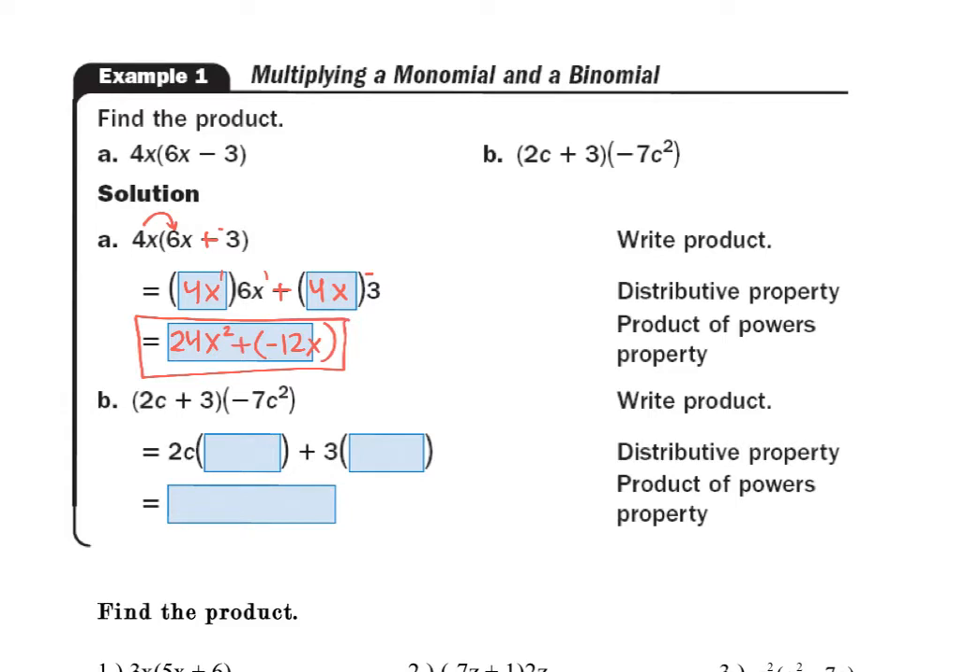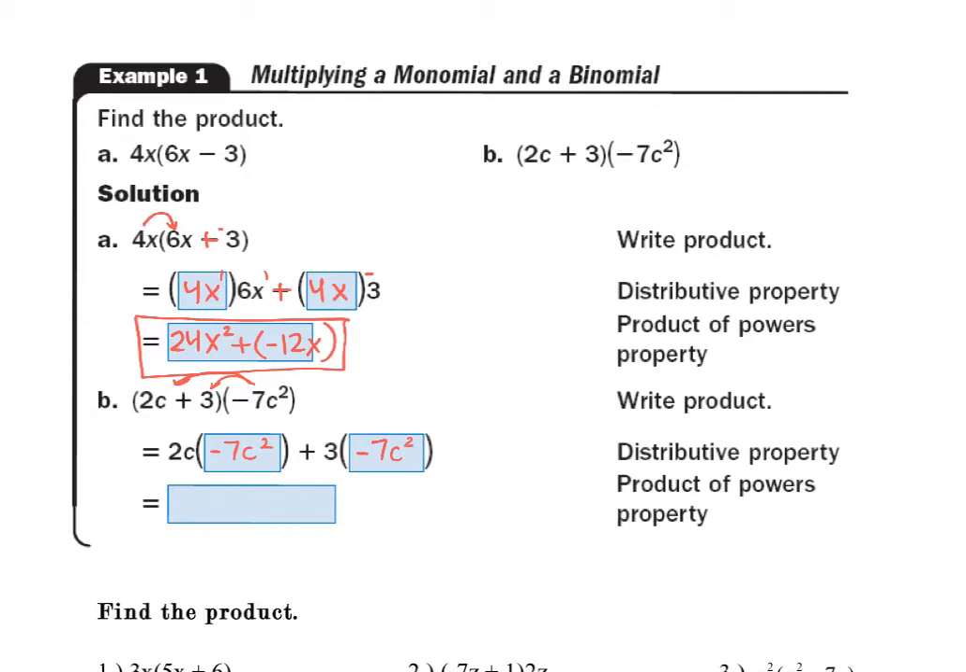Let's take B now. Notice B, we see the binomial first and then the monomial. Well, we're still going to distribute the monomial. We're still going to distribute that 1 term to the 2 terms. So we have 2c times -7c squared and 3 times -7c squared.